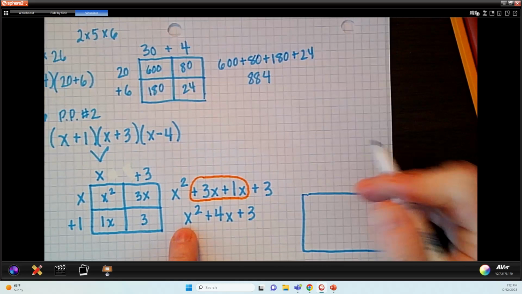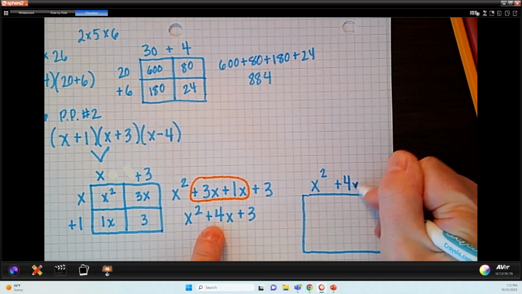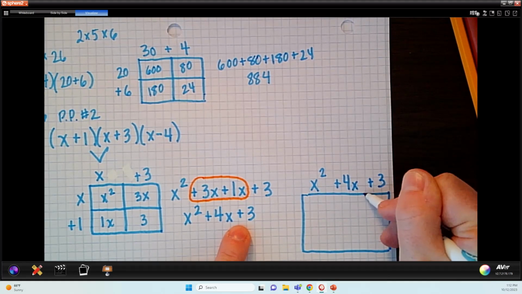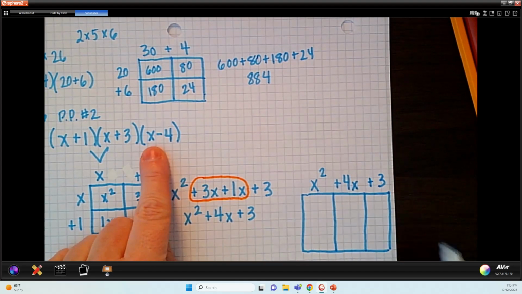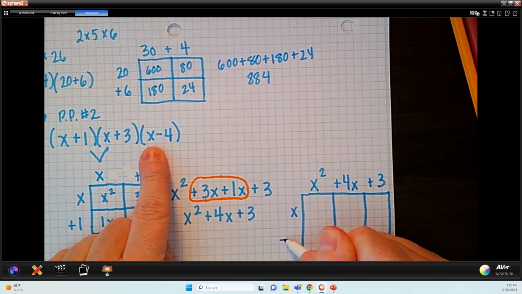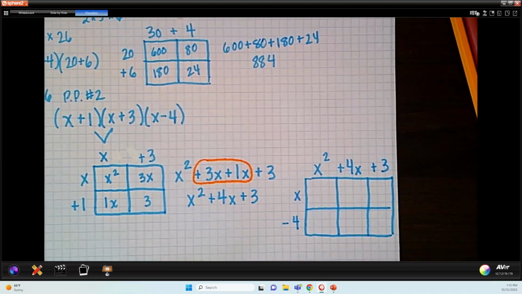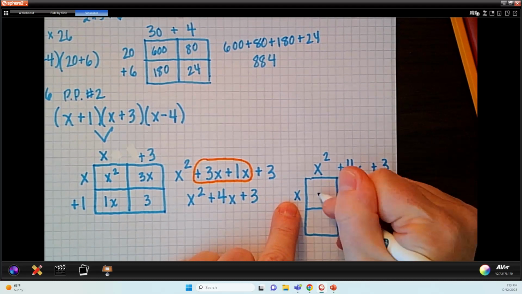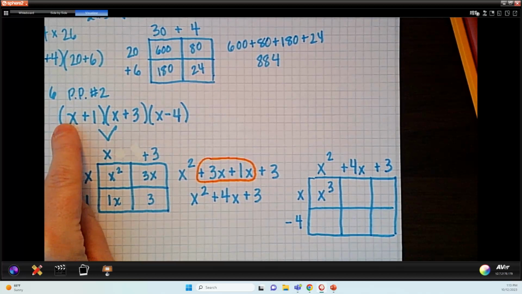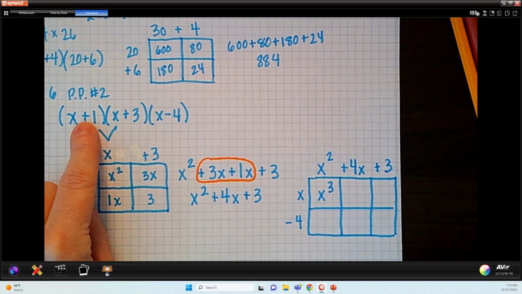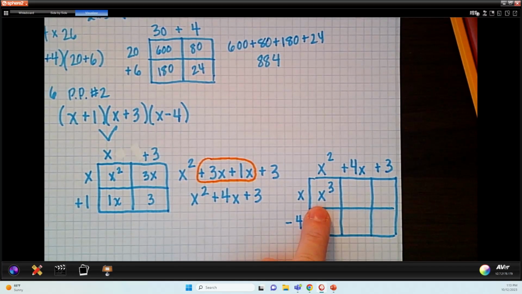Okay. And I have my x squared, which is positive, a positive 4x, and a positive 3. So I have 3 columns here. And then I'm multiplying that by x minus 4, which is a positive x, but a negative 4. See how I'm putting that negative sign down there with the 4? Okay, I'm going to do the exact same thing. X times x squared is x to the third power. We have 3 factors. So again, this is another way I already know that my polynomial is going to have a degree of 3, because there are 3 sets of x's. Okay, x to the third.